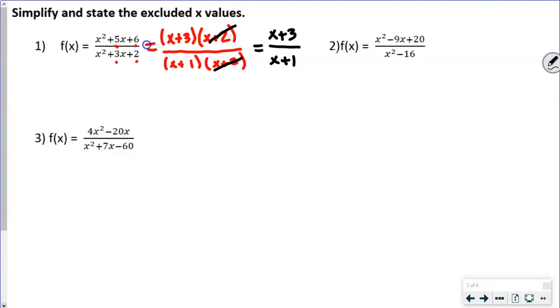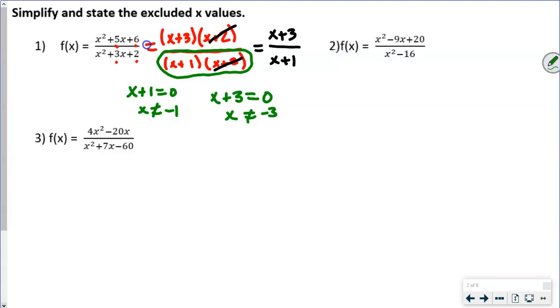Now, I put up here, state the excluded x values as well. So we're going to take this denominator right here, and we're going to take both of those factors, and we're going to set them equal to 0. So x plus 1 equals 0. So x cannot equal -1. And then we got x plus 3 equals 0. So x cannot equal -3. Those are the values that if we put them in that denominator, that would give us 0, and we cannot divide by 0, okay?